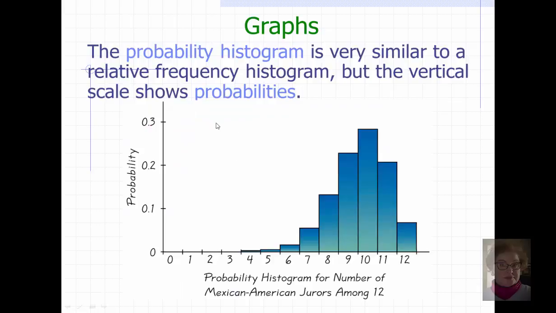We can look at these using probability histograms. Again, it's very similar to a relative frequency histogram, but now our vertical scales show the probability. As you can see, for this data that was collected here, we are looking at the probability of the number of Mexican American jurors among 12.